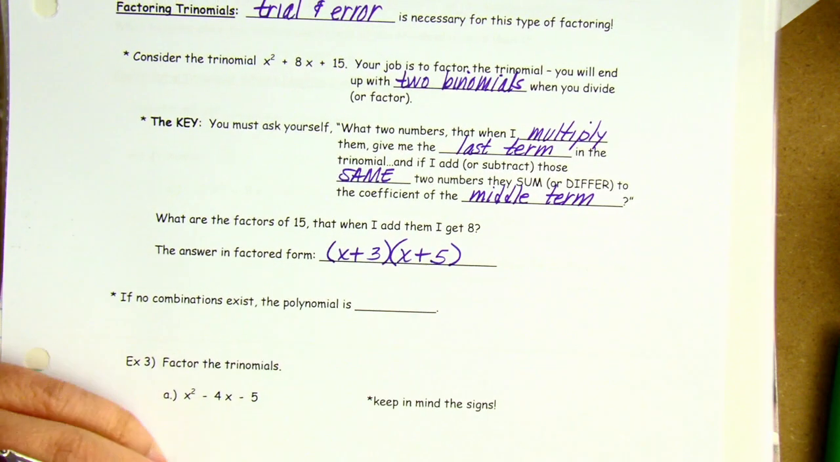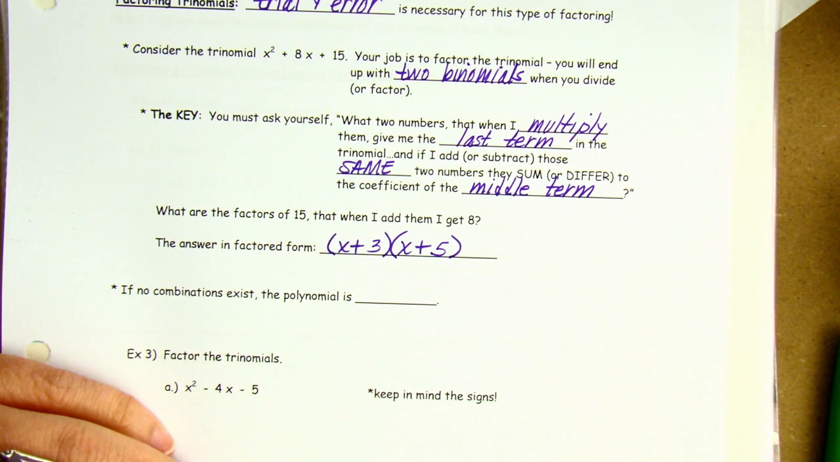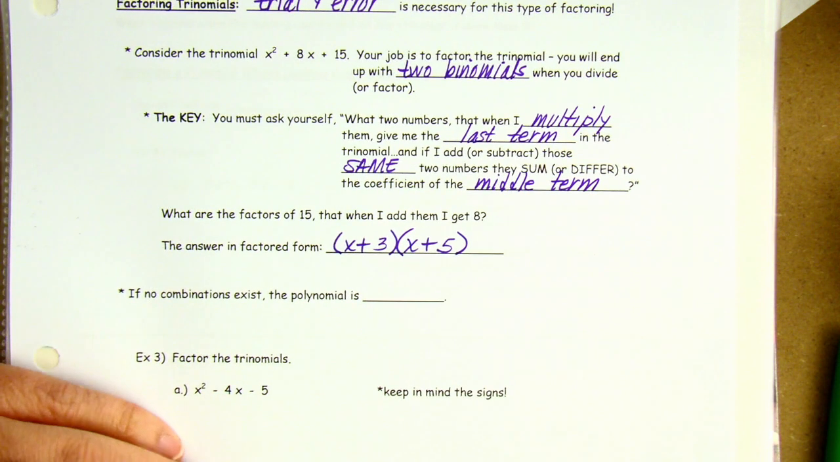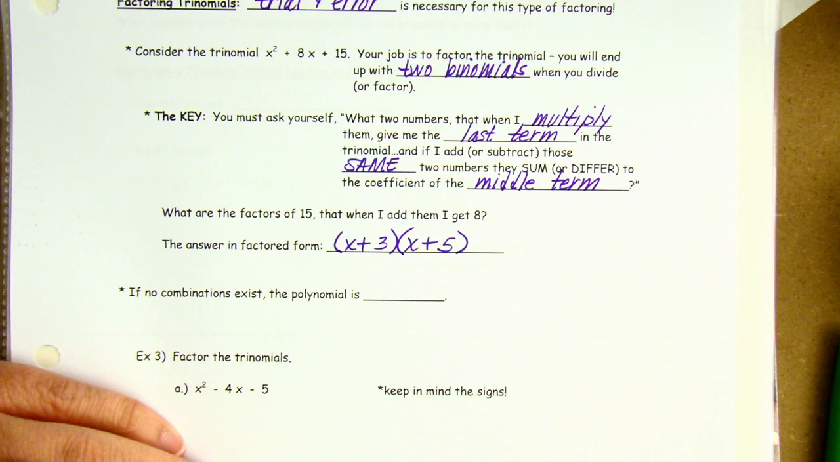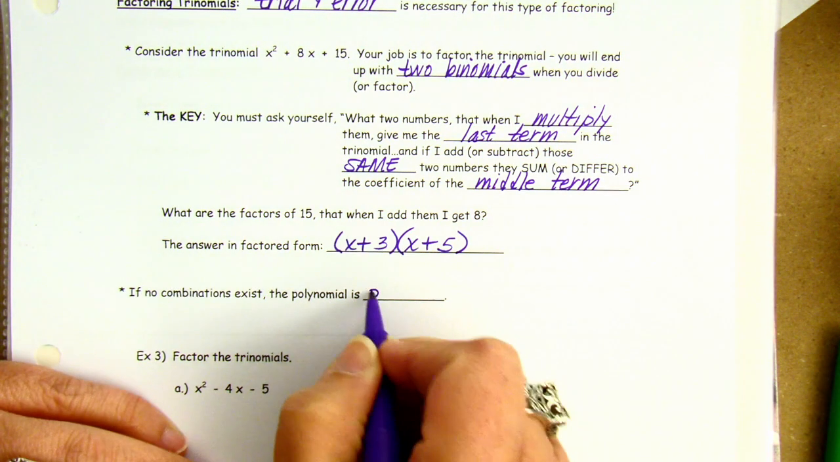So you know with the trick with the signs, not that it's really a trick, but if you know that property with the signs for factoring, it makes your job a whole lot easier. If no combinations exist, then we say the polynomial is prime.